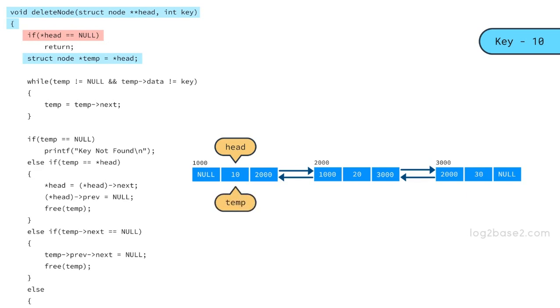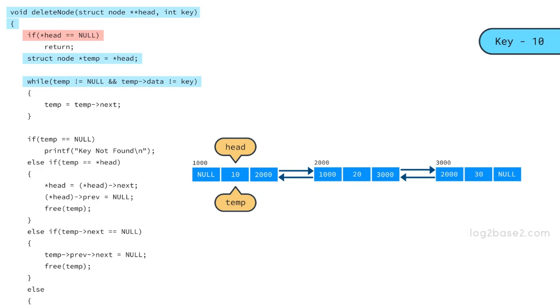And now we have to find the node to be deleted. We only know the key to be deleted, which is 10, but it could be present in any node's data part. So we have to find that node. So we can use a while loop for that. We have to iterate over the linked list till we find the key or reach the end of the list. So after the loop is terminated, we will have our required node pointed by temp. So we have while temp not equal to null and temp data not equal to key.